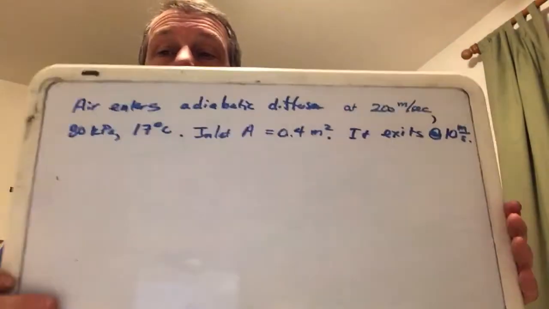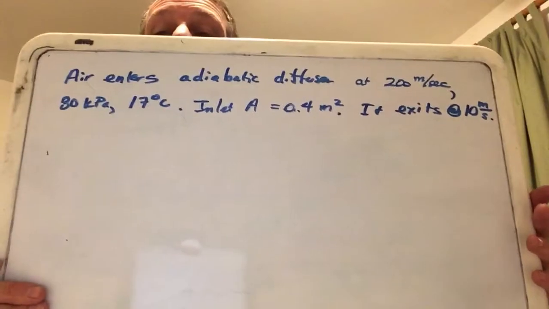And our question is going to be, one more bit of information. It exits at a slower speed, so we're going to do 10 meters per second. Okay, so there's the problem description. I'd like you to just think about it for just a second.